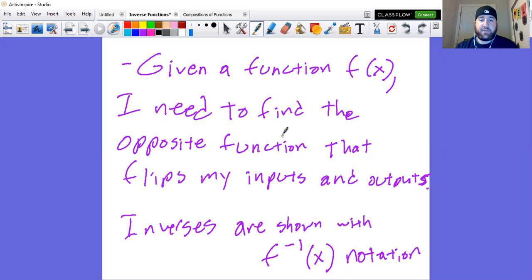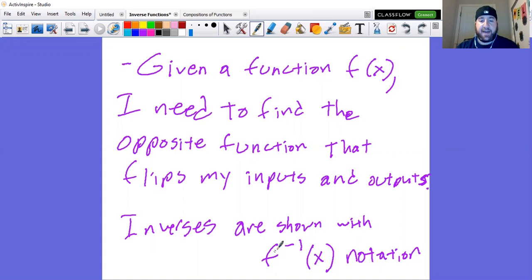Okay. So I need to find the opposite function that flips that. I need to find a function where I plug in 10 and then I get 3 as my answer. And the key with that, which you'll see on the next slide, is it's going to have to do it for every pair of numbers. It can't just happen to match up for one pair of numbers. It's got to do it for every pair of numbers. And we'll see that on the next slide.